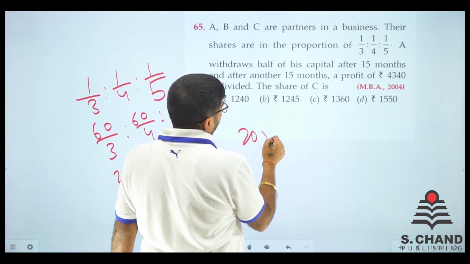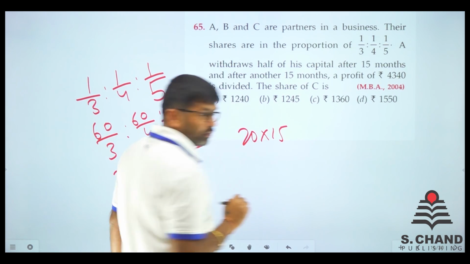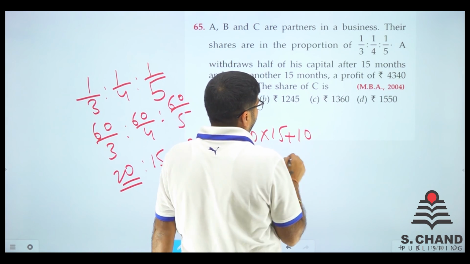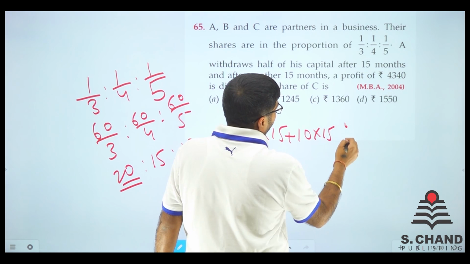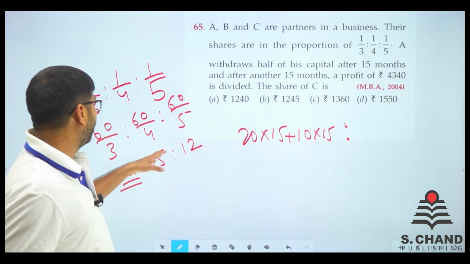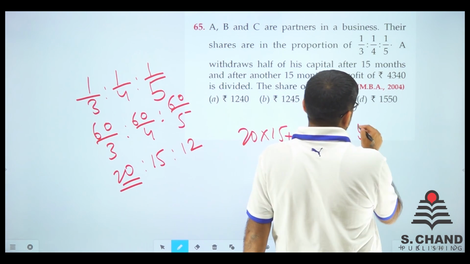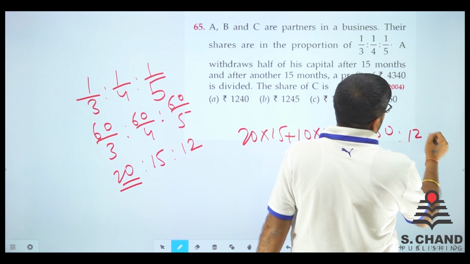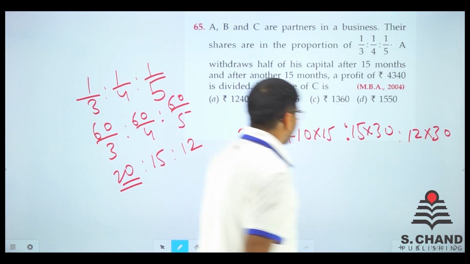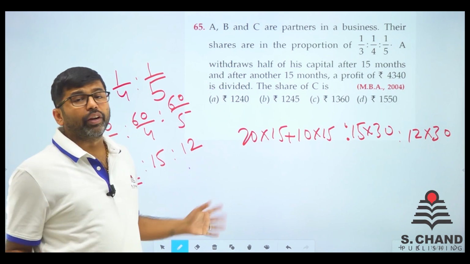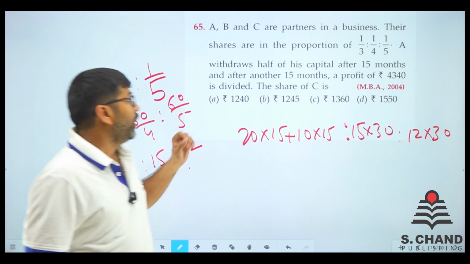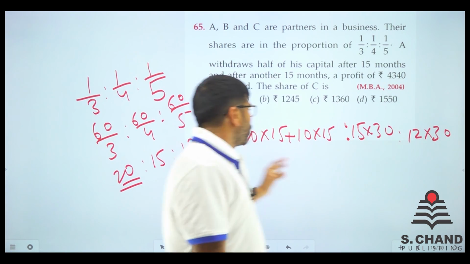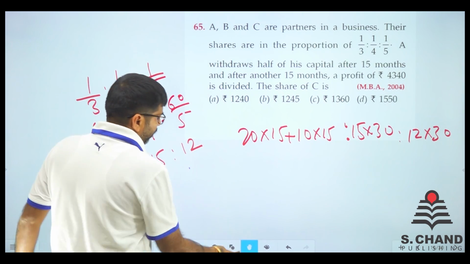So, that 20 was for 15 months. And half is removed, so 10 into 15. And the other, 15, is for 30 months. And 12 is for 30 months. Because the other two people don't withdraw anything, they don't add anything. So, it goes another 15. So, 15 plus 15 is 30, 30. So, just calculate this and you will be near your answer.